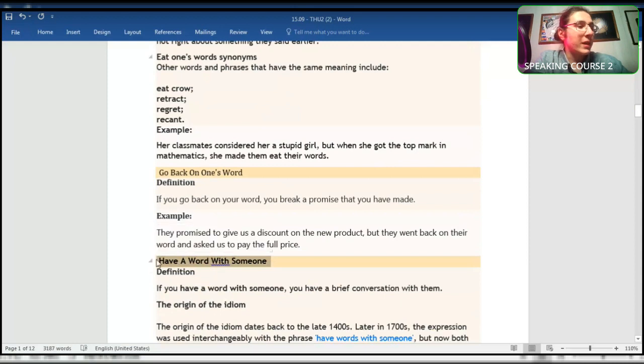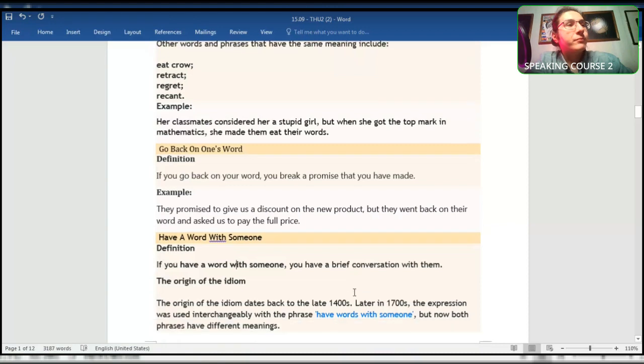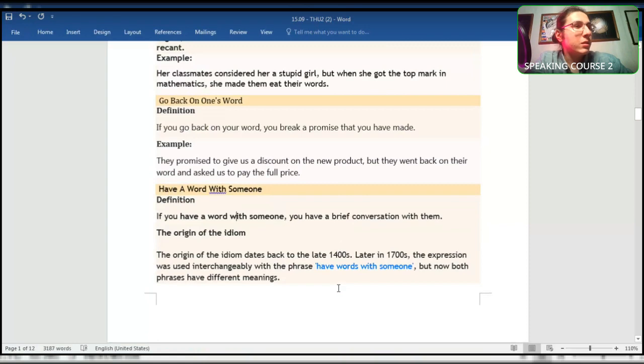Next is going to be the phrase, have a word with someone. So have a word with someone means, I'm going to talk to someone. Have a short conversation with them. So for example, let's say you want to talk to somebody who is, usually it's negative. Also, keep that in mind.